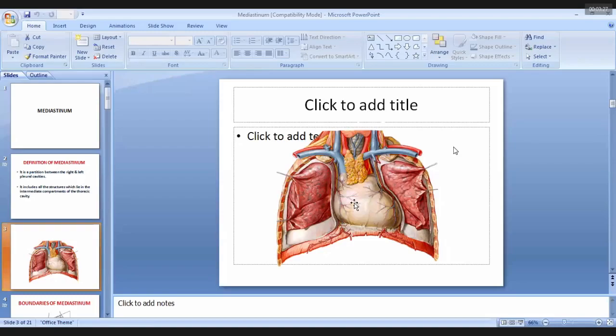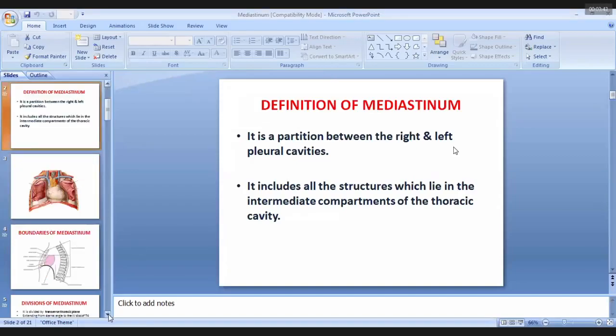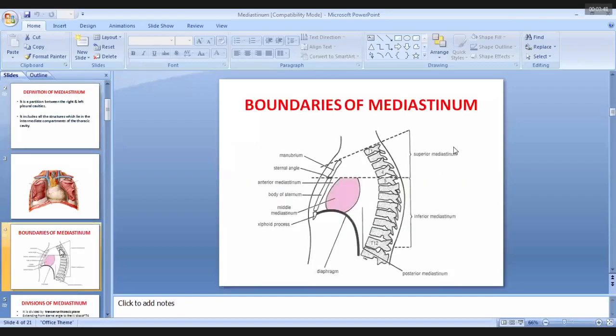So all of you should know the definition of the mediastinum, that it is a central partition between the two pleural cavities, and includes all the structures that lie in this intermediate compartment of the thoracic cavity. After the definition, then there are the boundaries of the mediastinum. The overall boundaries of the mediastinum, this central partition.